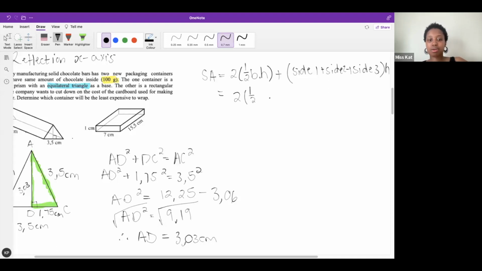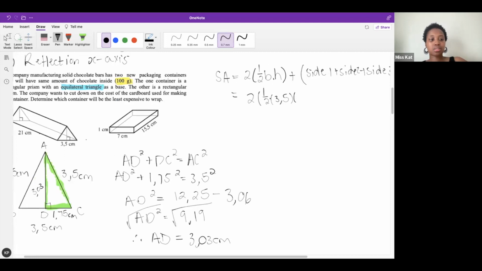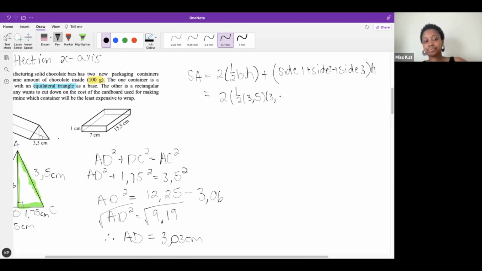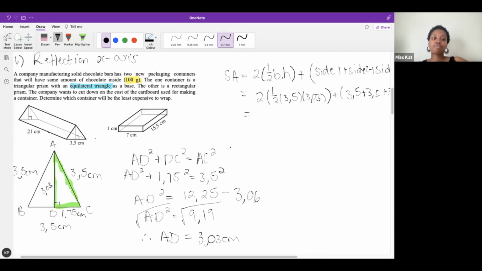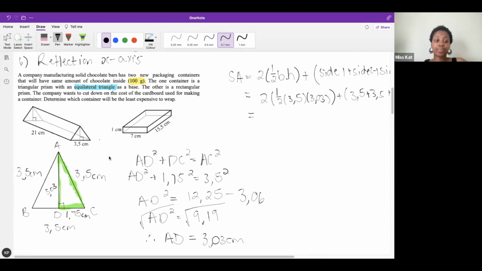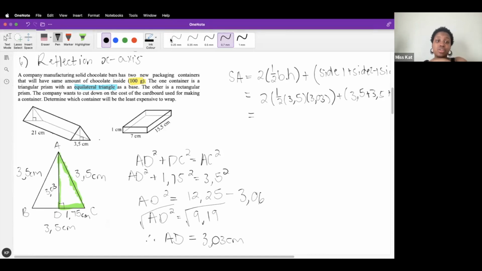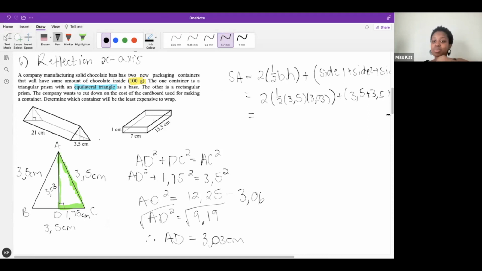Okay, now let's substitute. 2 times a half of 3.5, and my height was 3.03. Plus all the sides are 3.5, right? So it's 3.5 plus 3.5 plus 3.5 times my height, which is 21. Now someone tell me, what is my total surface area for the triangular prism? We are very quiet, which makes me worried that we have no idea what's going on. Are we fine?